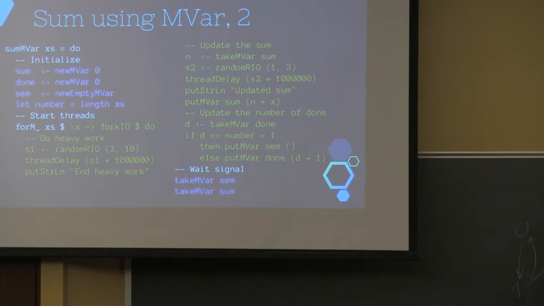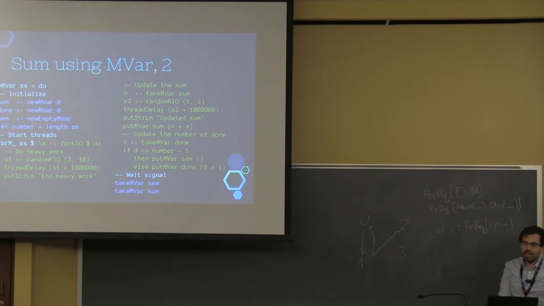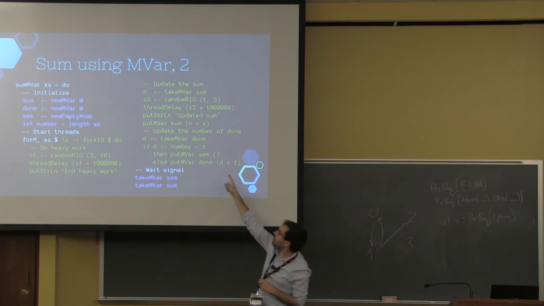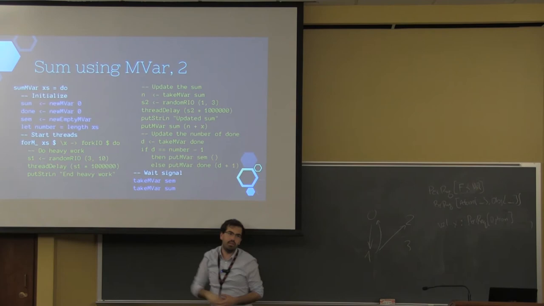And with some random delays, otherwise it looks like we are doing something sequentially. But if you run this program, it looks like things are going in different order. And then, as I said, we count how many of the things were already done by updating these counters. And if all of them are done, then we tell the semaphore, here we are done, so this thing will be awoken, and we can read the result.